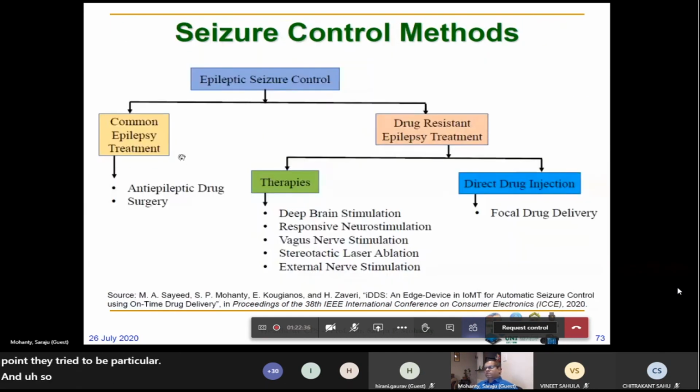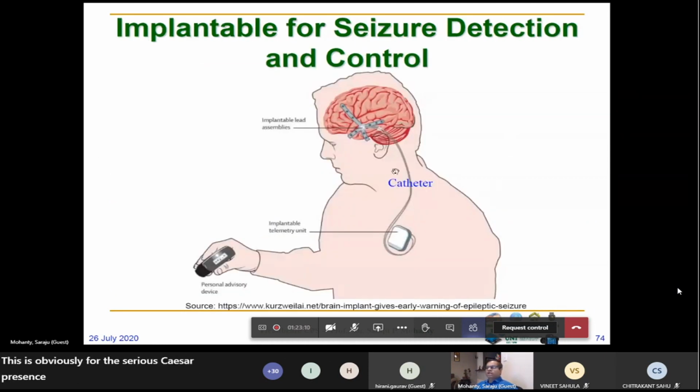Once we detect seizure, we need to control it, and various control mechanisms are available. This is the doctor's job, that is drugs and surgery, and then therapy, deep brain stimulation, and other things people are doing. Then focal drug delivery is something that we try to model. I work with medical schools to come up with a drug delivery approach which can potentially be implanted. We need drug delivery when none of these are working, and this is obviously for serious seizure patients. So the idea is a device that will detect and have a drug reservoir, and with a catheter, the drug will go to the brain. That's the idea of the overall system.